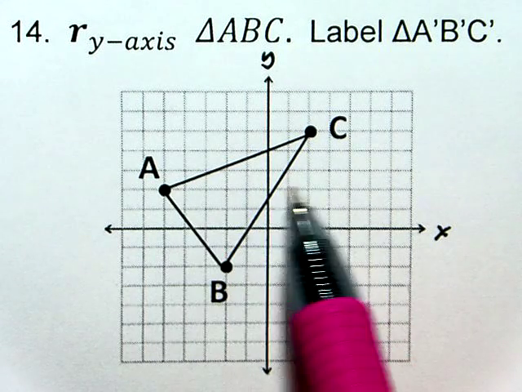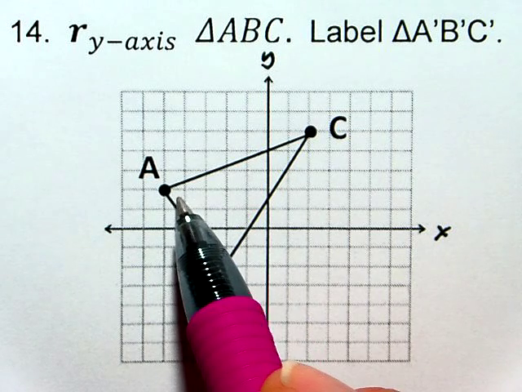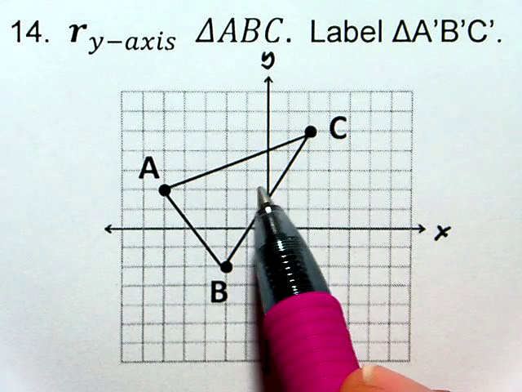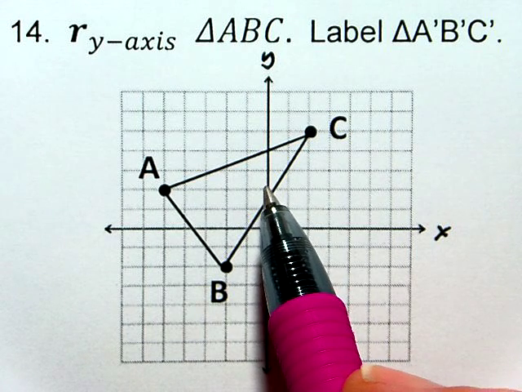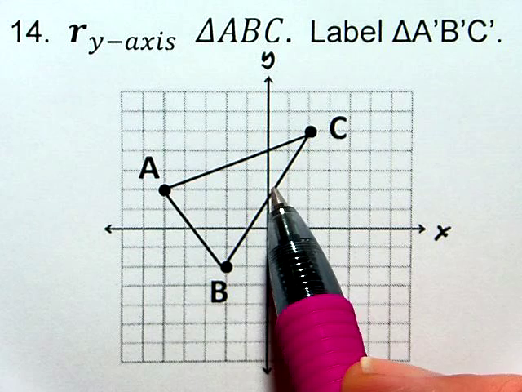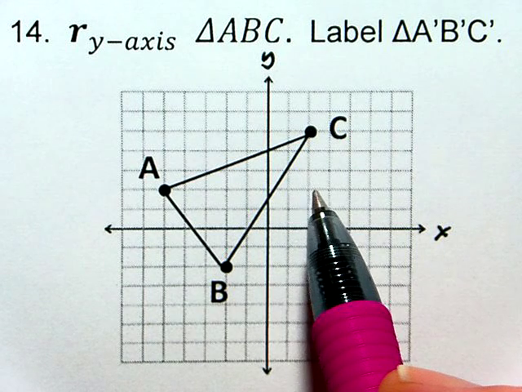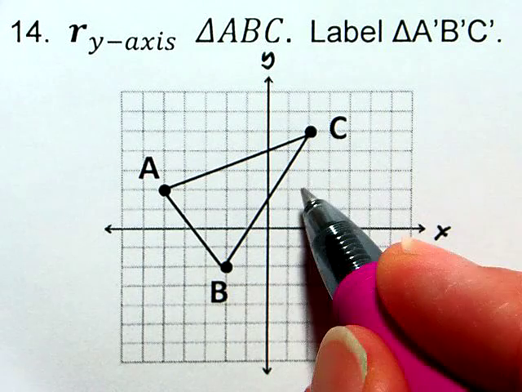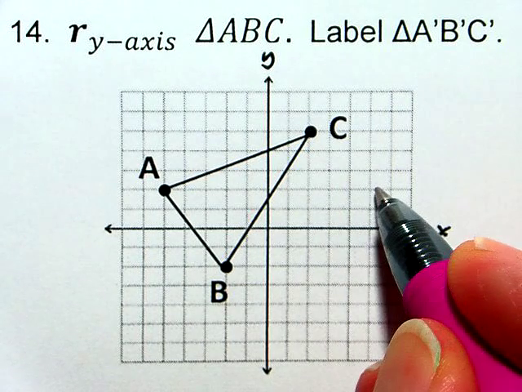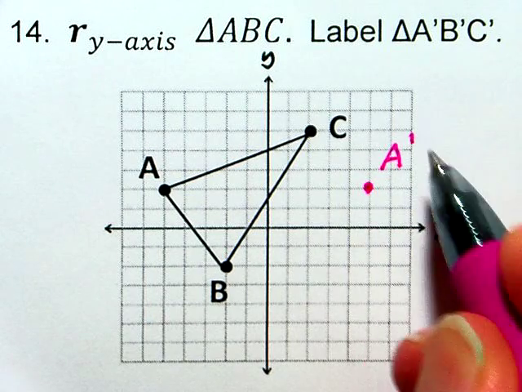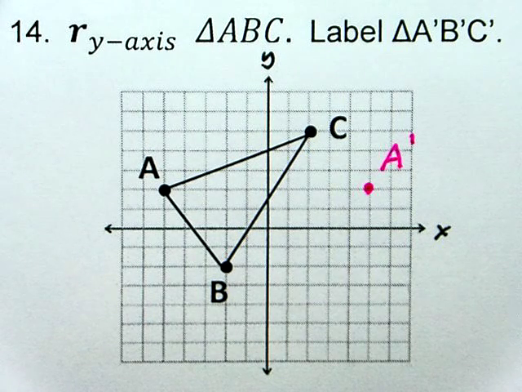We have to reflect A across the y-axis. A right now is 1, 2, 3, 4, 5 points to the left of the y-axis. So on the same horizontal line, we've got to move it 5 points to the right: 1, 2, 3, 4, 5. This has got to be our A prime. Okay, good.